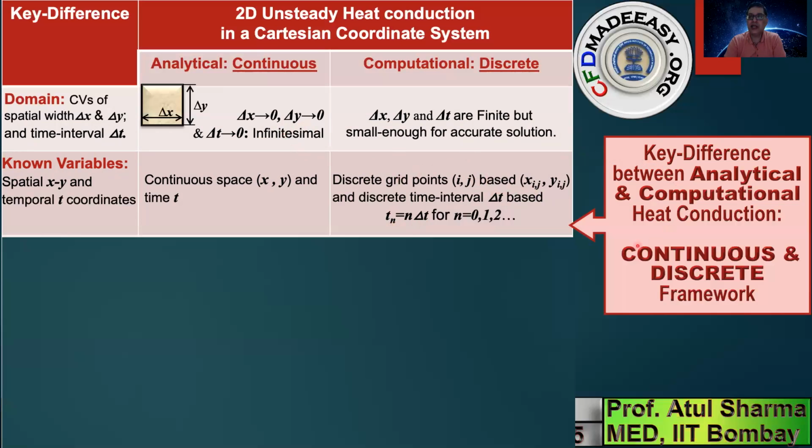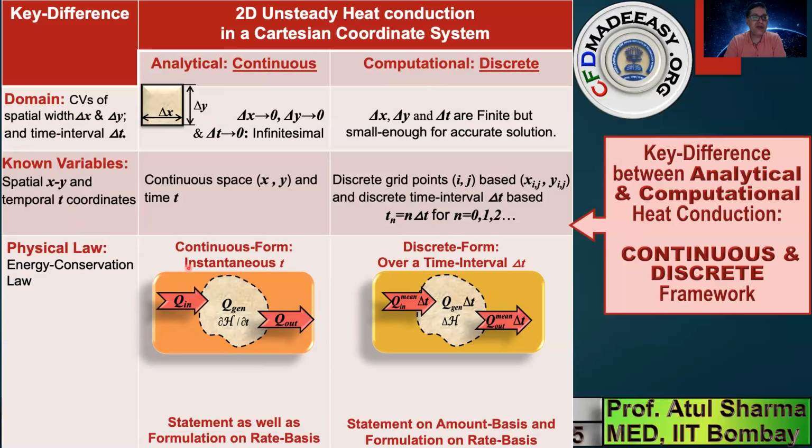So this slide is highlighting the key difference between analytical and computational heat conduction. Note that the difference is the continuous and discrete framework. Analytical heat conduction follows a continuous framework, whereas computational heat conduction follows a discrete framework. So I'm trying to take you along. This is what you have already studied, and this is what you are about to study. I'm highlighting the similarities and dissimilarities between analytical and computational heat conduction, so you can develop a better appreciation of what is presented later on in computational heat conduction.